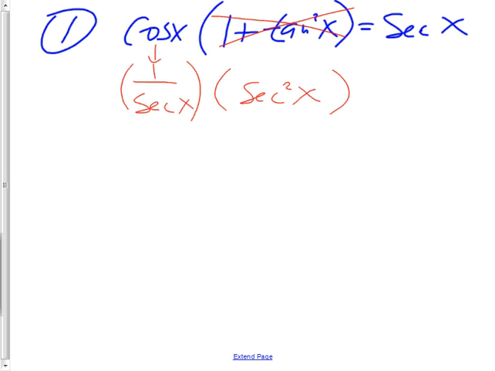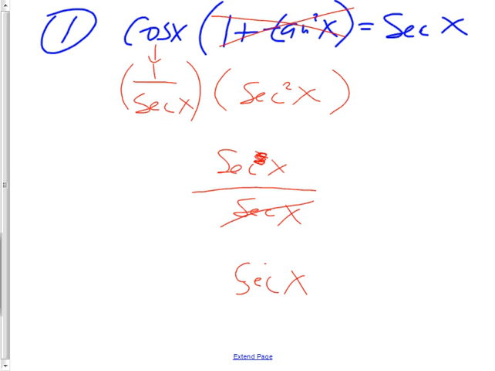Because then I have a secant squared over a secant, and we just handled that 2 seconds ago. Now we have secant squared over secant, and now that simplifies. Cancel this, cancel that, and it's secant x. And this was a proof, so I just have to bring this all the way down and say equals secant x. There we go. That was number 1.